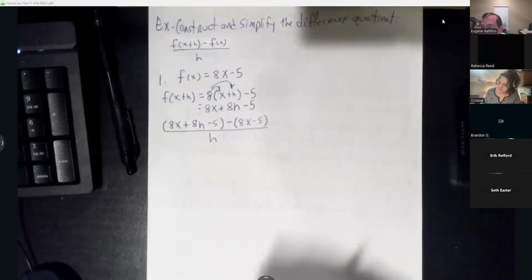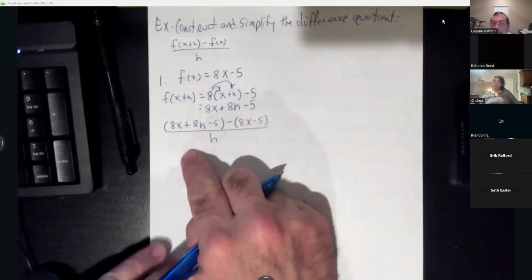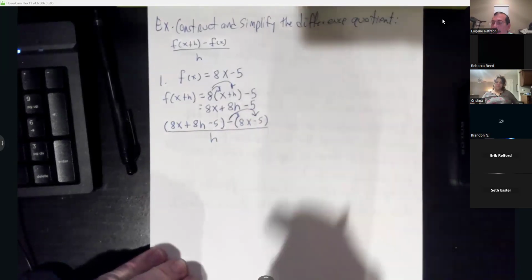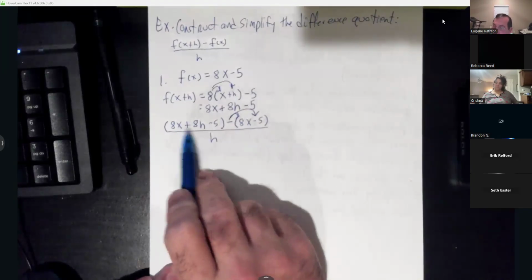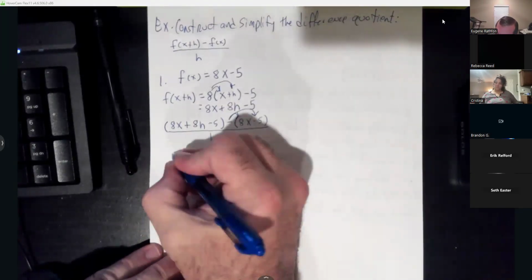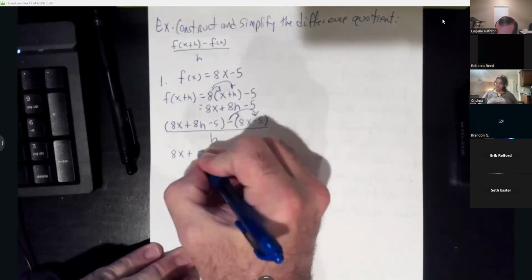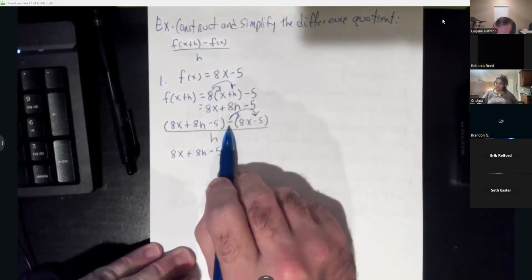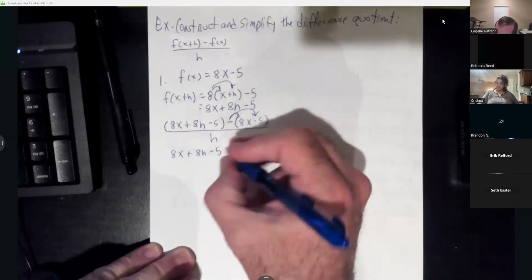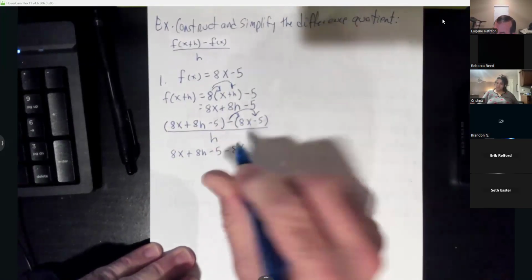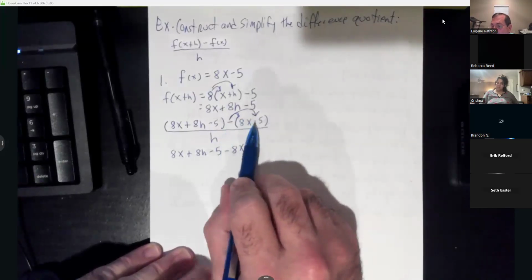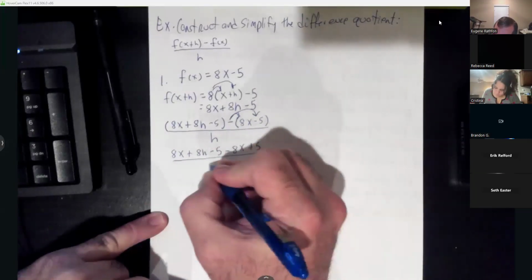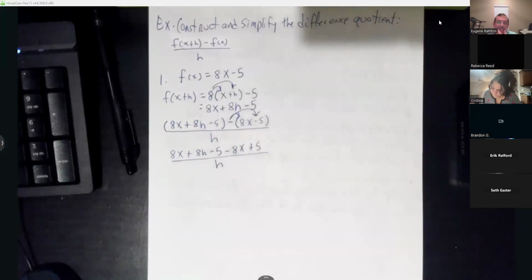All right, everything is plugged into the formula. We're now going to drop these parentheses and distribute that negative. So everything in the first parentheses will come straight out: 8x plus 8h minus 5. A negative times a positive will be a negative 8x, and then that negative times that negative is going to make that a plus 5. All of that over h.